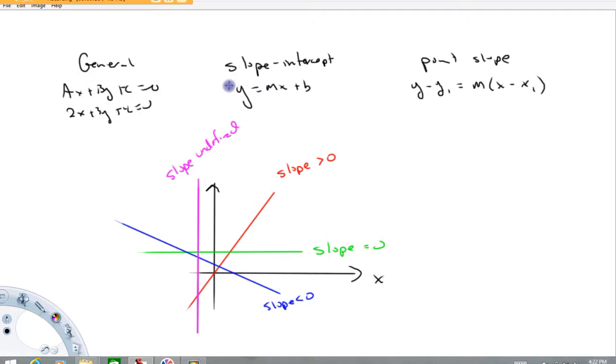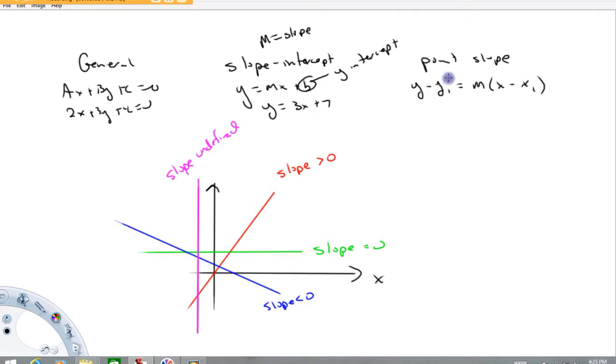The next very important form is called slope-intercept form, y equals mx plus b. An example of that would be something like y equals 3x plus 7, where in this example the m is the slope and the b is the y-intercept. I find this form to be by far the most useful way to write a line.